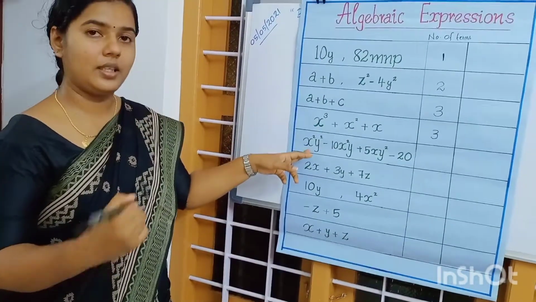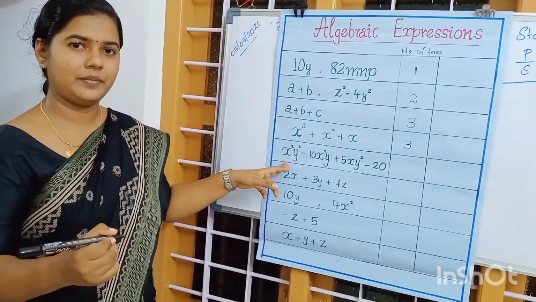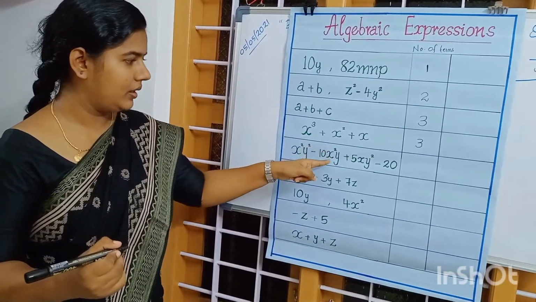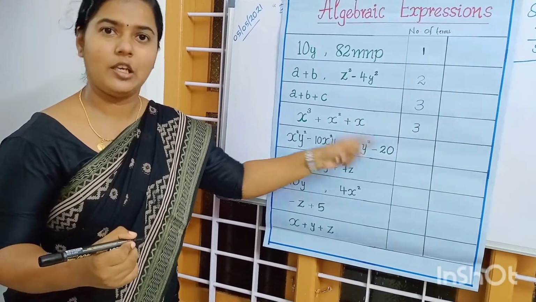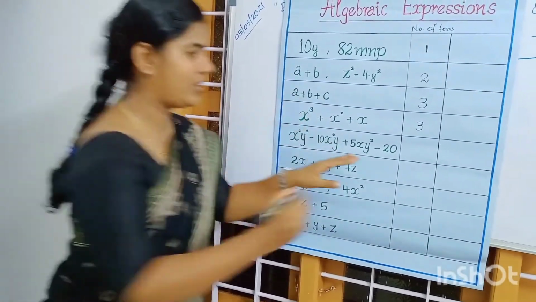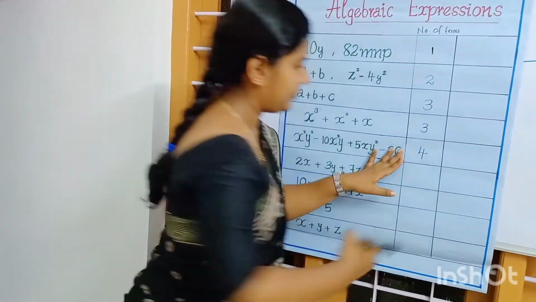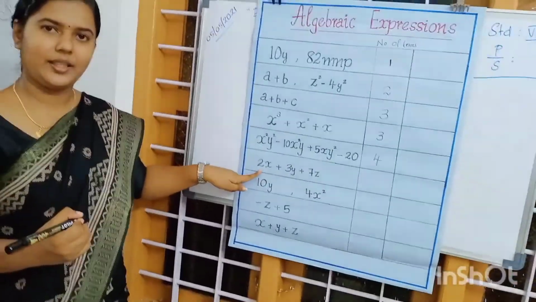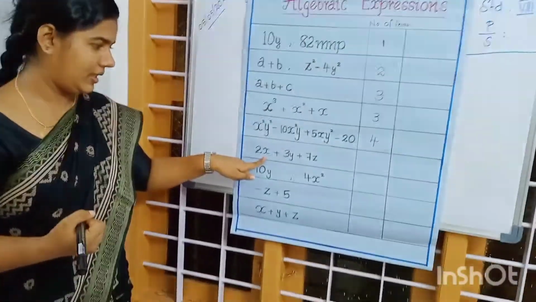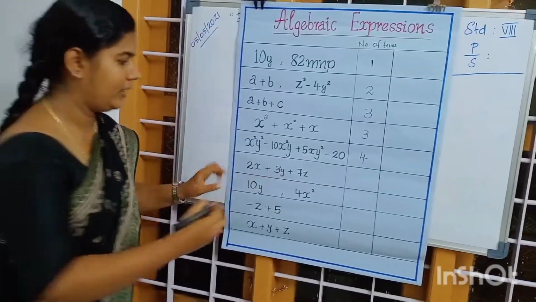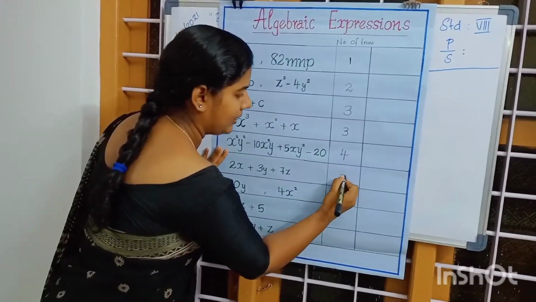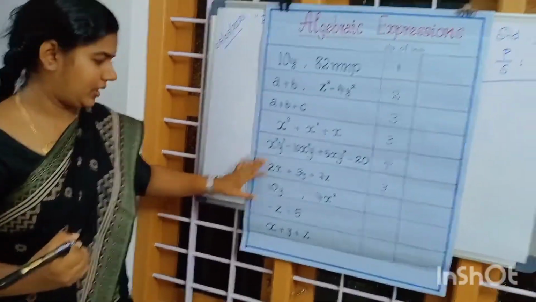So this is also 3. What about the next expression? Yes, it's 1. This is second term, third term and fourth term. So in total 4 terms. And the next one. Yes, first term, second term and third one. And this is 3 termed expression.